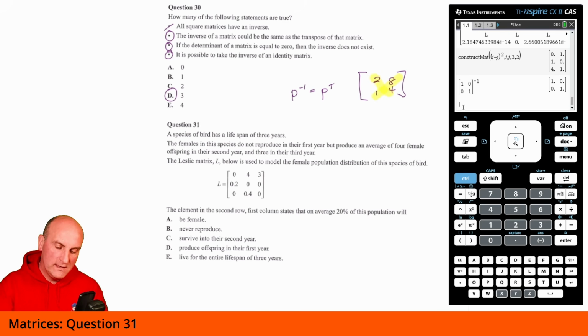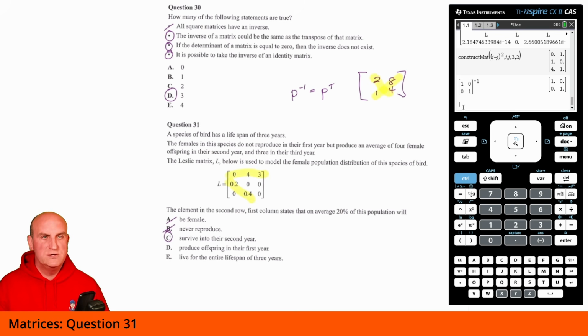So if you remember, these are my birth rates going along here, and these are my death rates. I don't like that. So basically 20% of the people will actually, no, hold on a moment. Birth rates go that way. Survival rates. Sorry, they're my survival rates. They're not my death rates, they're my survival rates. So 20% of the people in that age will survive. Never reproduce, nope. Survive into their second year. I'm going to go with that one for the moment.